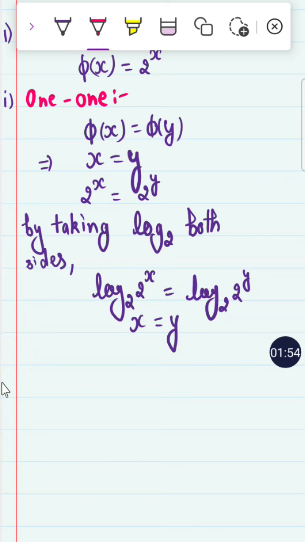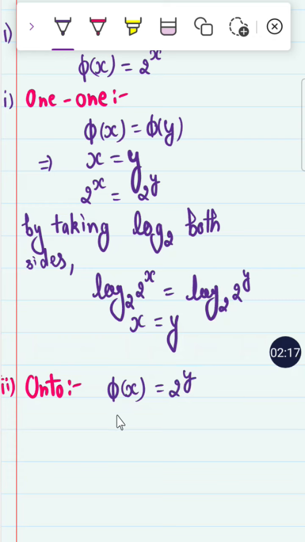Next, second, is the onto map. What is an onto map? An onto map is when there exists an x for all y, then it is said to be an onto map. So what is the map? Phi x equals 2 to the power y. So when we take log base 2, it gives x equals log base 2 of y. So for all y there always exists an x. This gives you an onto mapping.